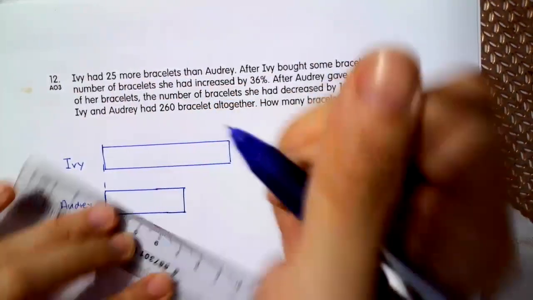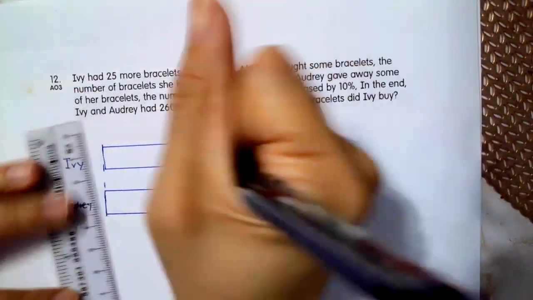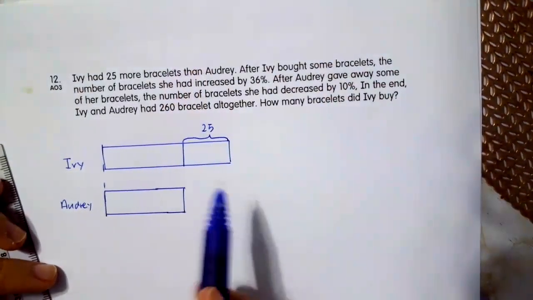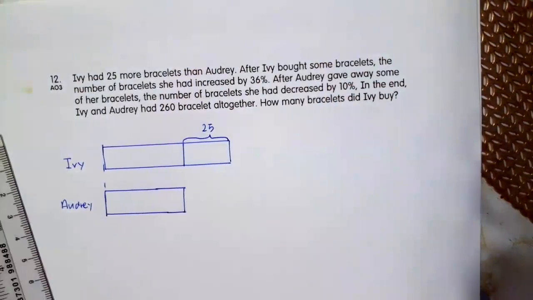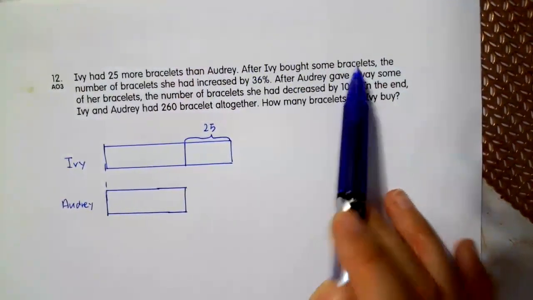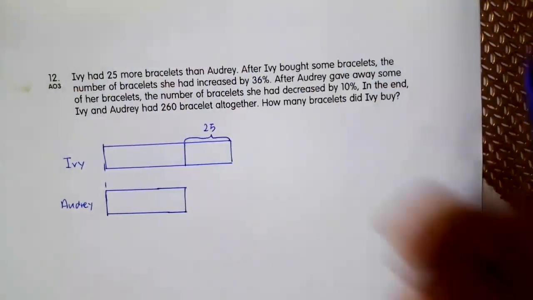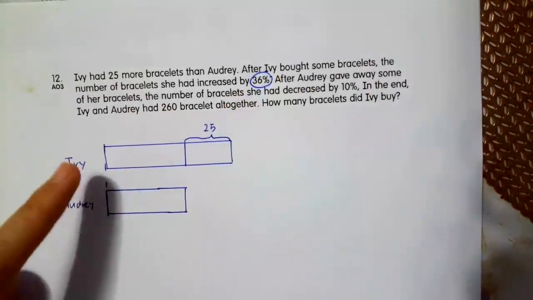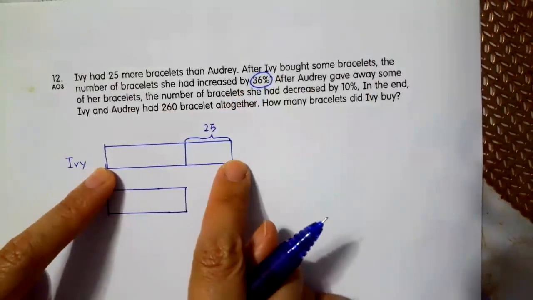Okay, and this is the 25 more for Ivy. I'm going to put it outside because later I need to cut something inside here, so I'm going to leave it alone first, okay? Now, after Ivy bought some bracelets, the number of bracelets she had increased by 36%. Increased by 36%. So which means to say originally this will be my 100%.